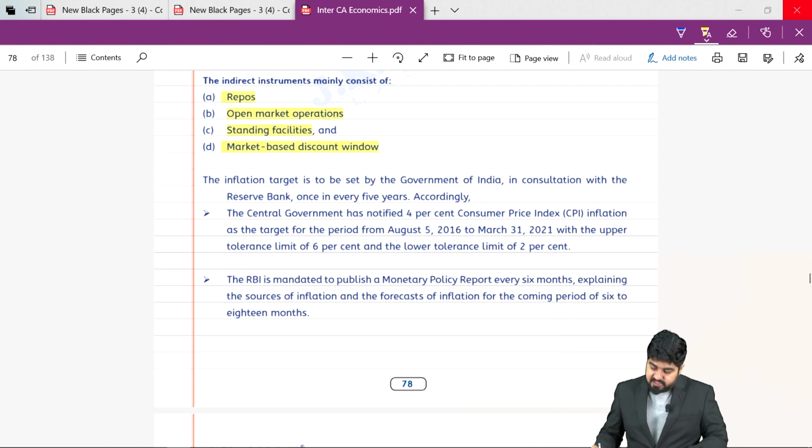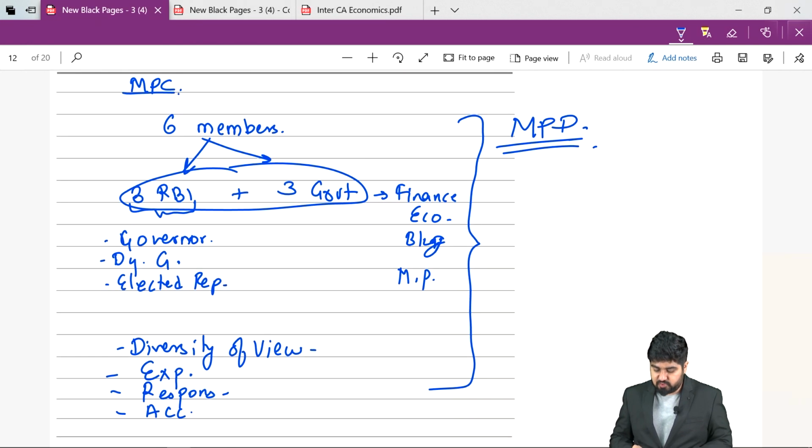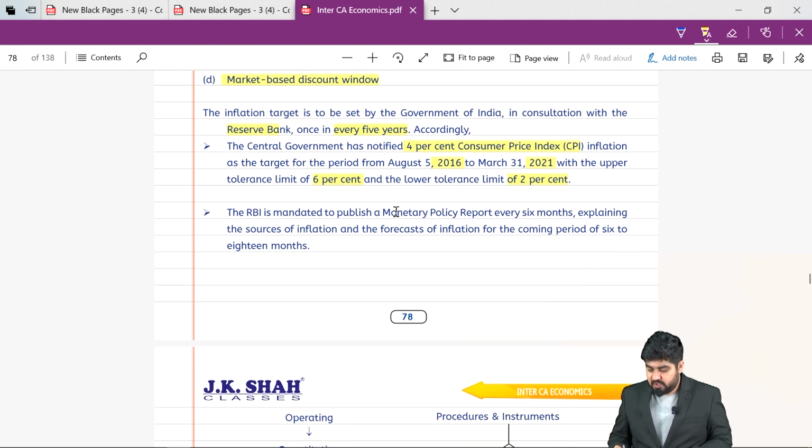Now, next one friends, the inflation target is to be set by the government. You are aware about it, in consultation with RBI once in every 5 years. This is what we have spoken about just now. Now, how much is the inflation target? 4%, which is from 2016 to 2021. The upper tolerance limit is 6%, the lower tolerance limit will be 2%. The monetary policy committee is prepared, and the monetary policy report is prepared every 6 months.